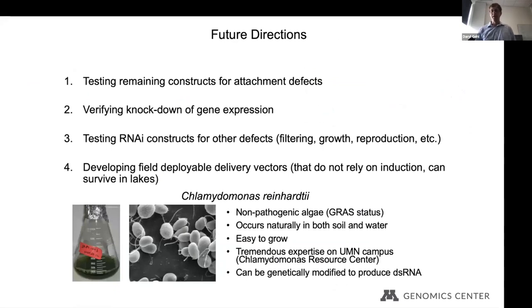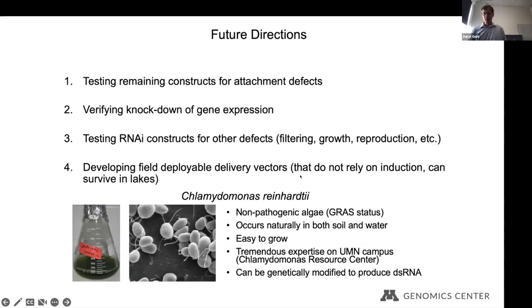We're hoping, this summer at least, to get through screening as many of them as we can in the attachment assay, to see if we can find a few of them that do have large effects. We also want to do some molecular work to verify that we're actually knocking down the expression of the gene. And then in the future, we're hoping to start to use some of these other assays, filtering, growth, reproduction, to also test the RNAi constructs and see if we can see effects in other systems.